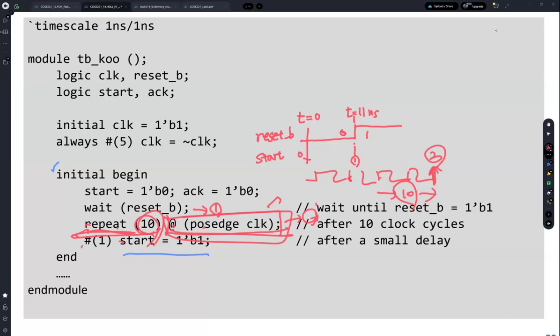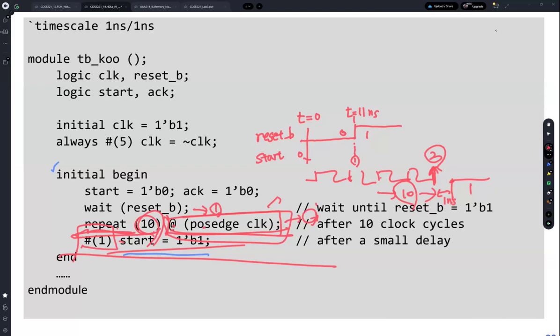And then you can find the sharp sign, it's a delay. After the rising edge of clock, and then 1 nanosecond delay, then start becomes 1. So this is the example. In this example, I use wait and then the at symbol and then also the sharp symbol. So using these timing control syntaxes, we can control the timing of signals.